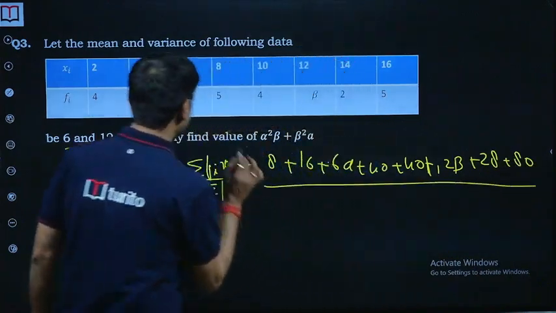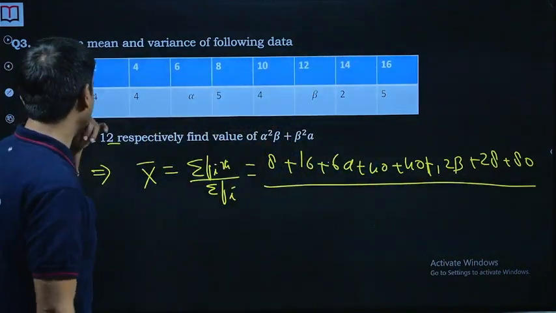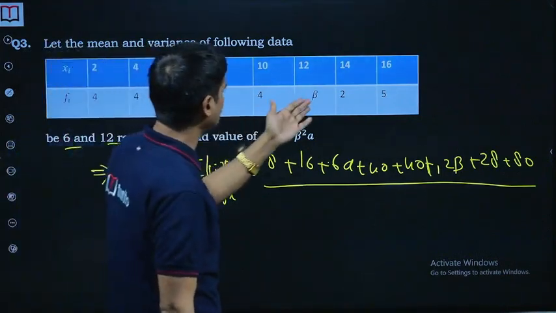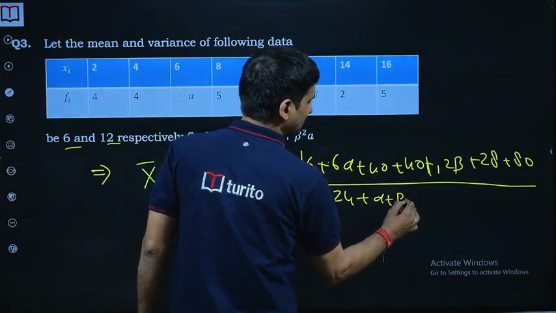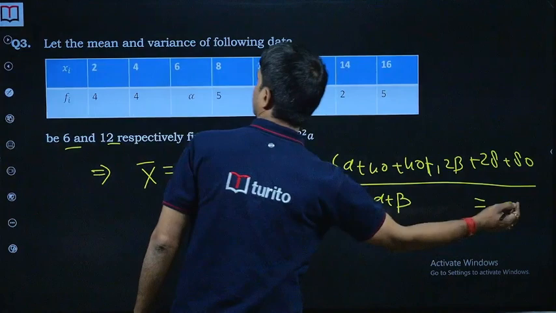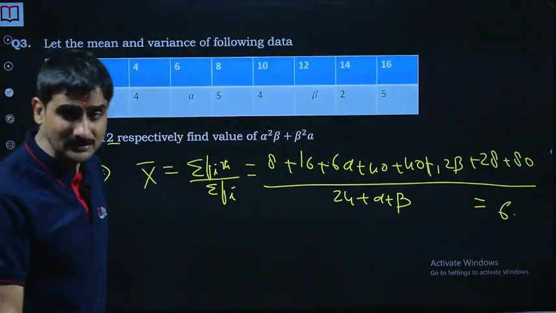So then divided by the sum of all the observations. So 4, 4, 8, and then 12, 14, then 24 plus alpha plus beta. So that gives us one piece of information, and that is 6. Similarly, we will do it for variance.